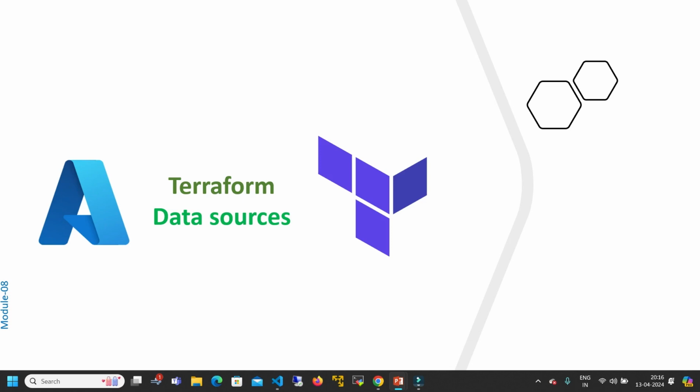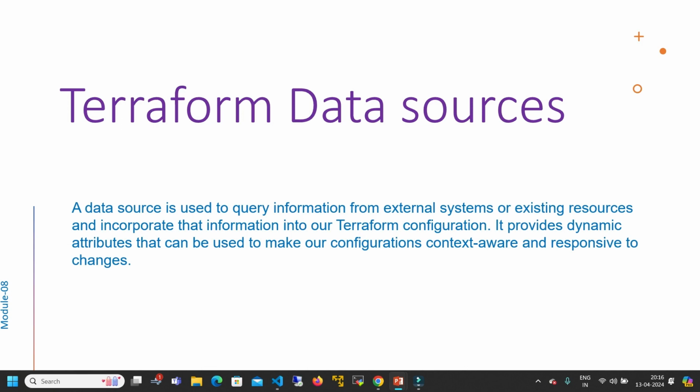In today's episode, we'll be learning about Terraform data sources. So first of all, let us understand data sources and why even use them. A data source is used to query information from external systems or existing resources and incorporate that information into our Terraform configuration. It provides dynamic attributes that can be used to make our configuration context aware and responsive to changes.